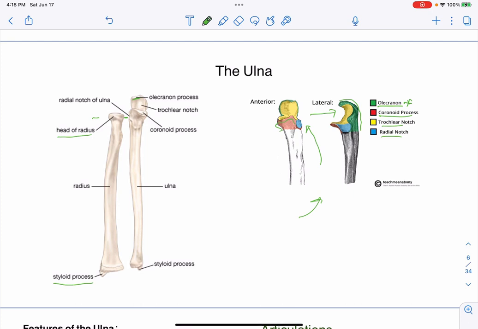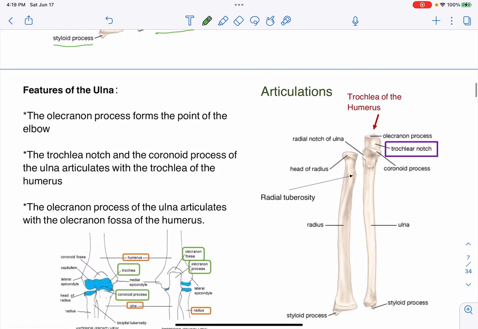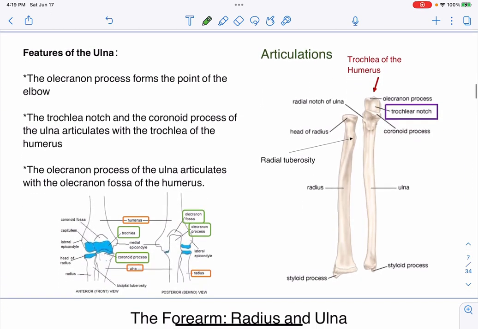So both the ulna and the radius have a styloid process that is sticking out toward the distal end of the bone. So let's take a look to see how these features that I just went over of the ulna articulate with the humerus. So I have two slides to lay that out and discuss that.